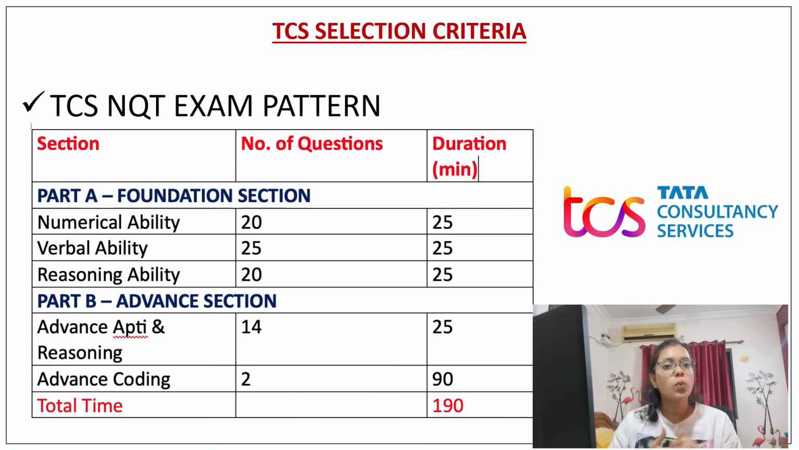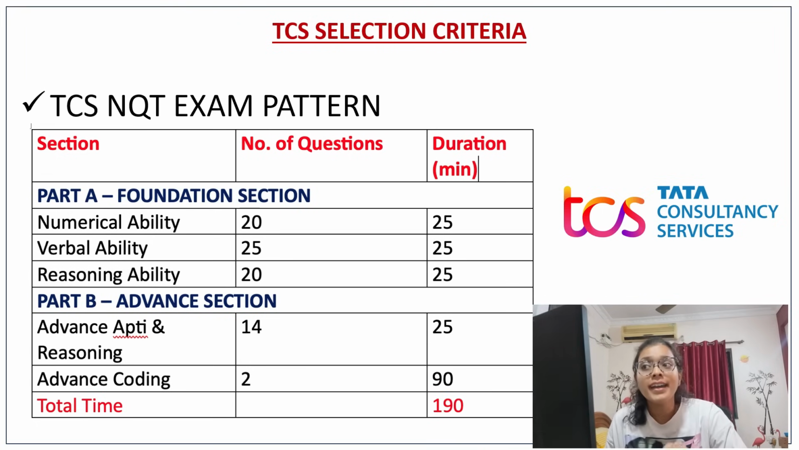And part B is the advanced section. Advanced aptitude and reasoning consists of 14 questions and the duration is 25 minutes. Advanced coding has 2 questions and the duration is 90 minutes. So in total you'll have 190 minutes to complete your NQT test. I hope you'll give your best in this and you will definitely come out in flying colors.